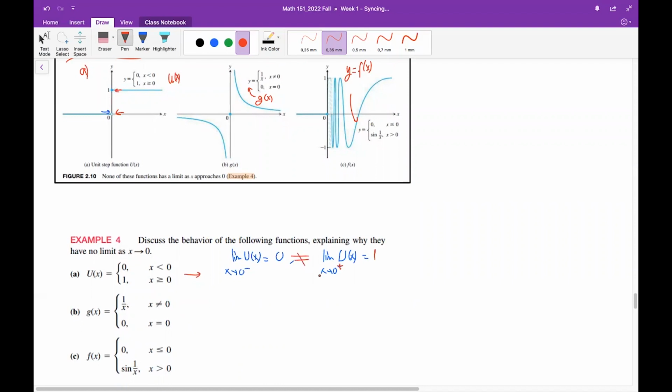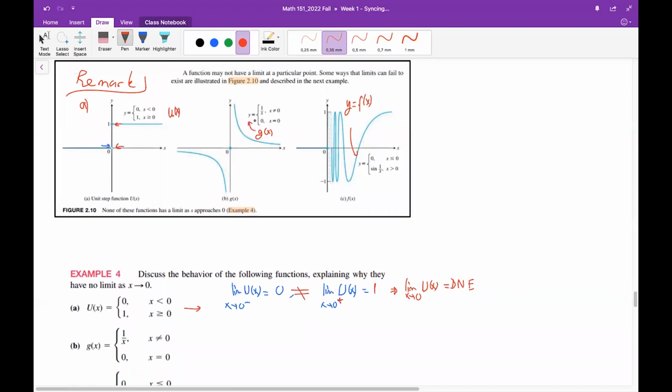Since they are different, there is no finite unique value that your function stays close to. That's why one-sided limits are different. That's why the limit of the unit step function around the origin does not exist.